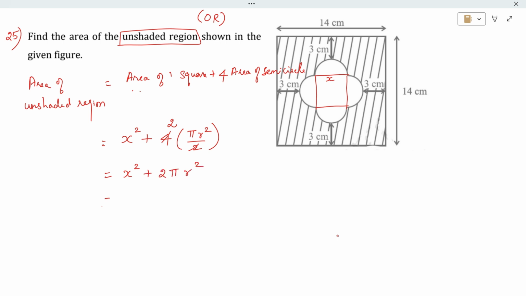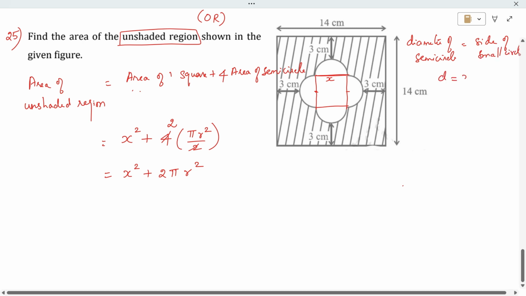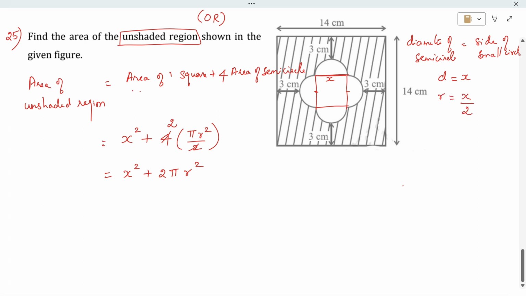And what is r here? So I need to find the radius first. From the figure, I know the diameter of this semicircle is going to be the side of the small square, isn't it? So what is the radius then? So diameter is equal to x, that is the side of the small square. So radius is x by 2. So first I need to determine x. So see here, from this center to the semicircle, we call it radius. So the diameter is x, so radius is x by 2.